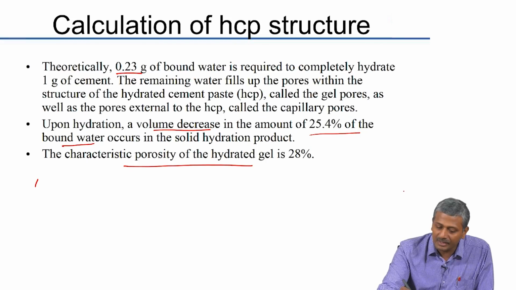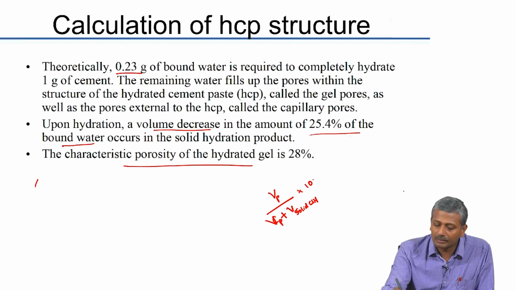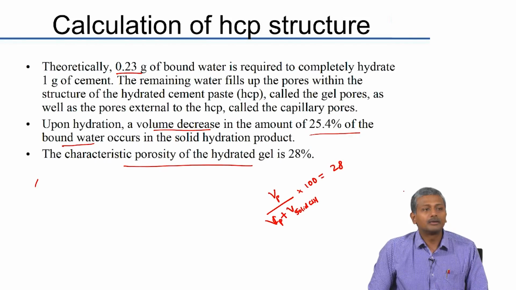In other words, that is nothing but the volume of pores divided by volume of pores plus volume of solid CSH, into 100, that is equal to 28. Now how is that determined?